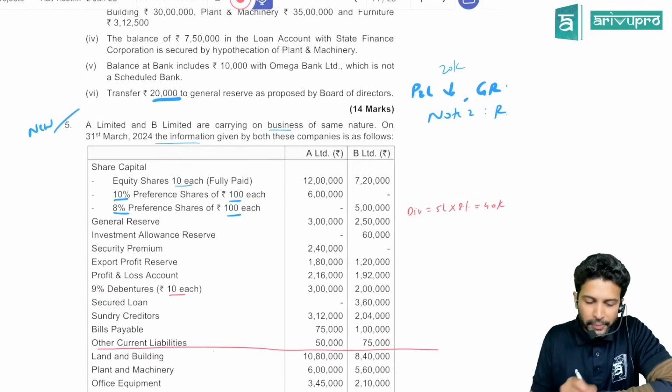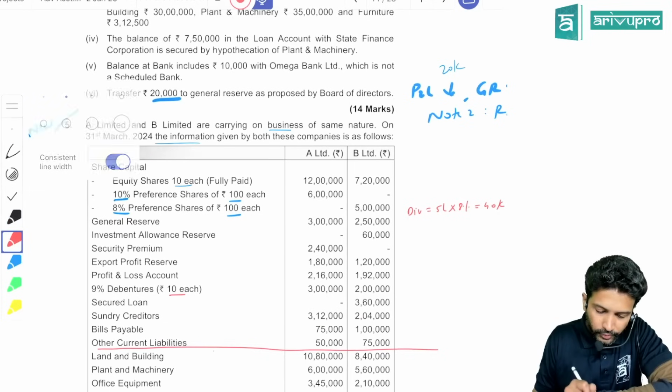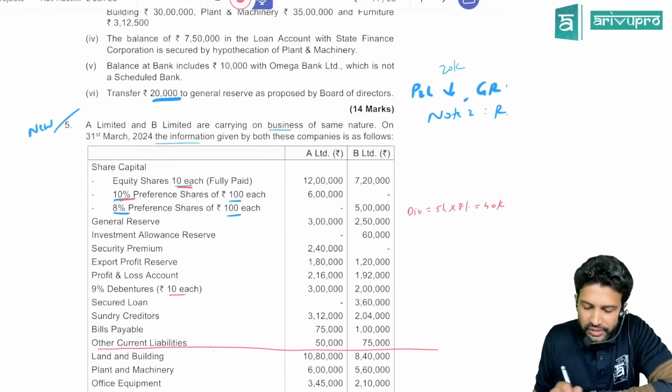So, equity share capital is of 10 each. 10% preference shares of 10 each, 10% preference shares of 100 each, 8% preference shares of 100 each.